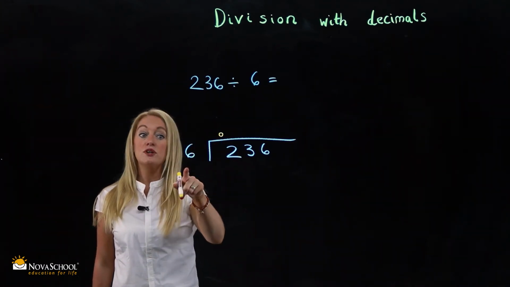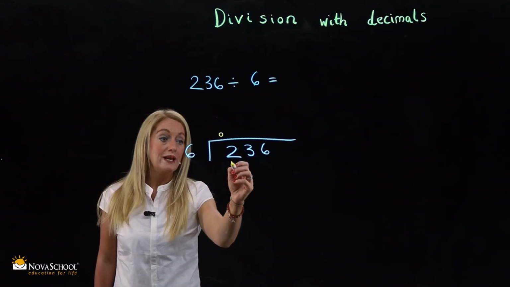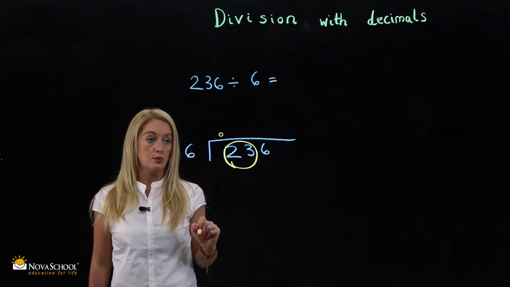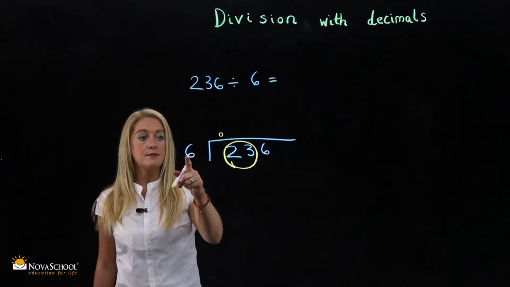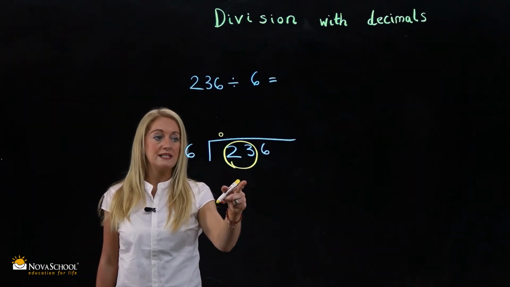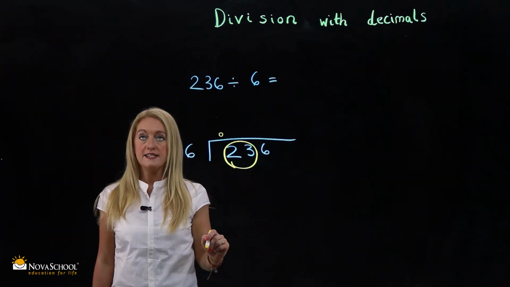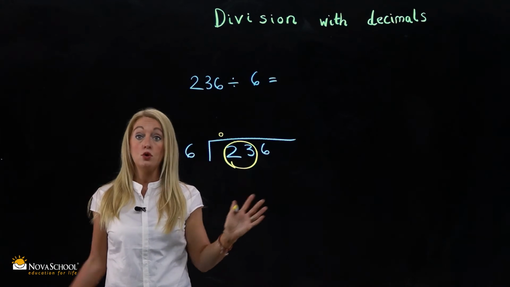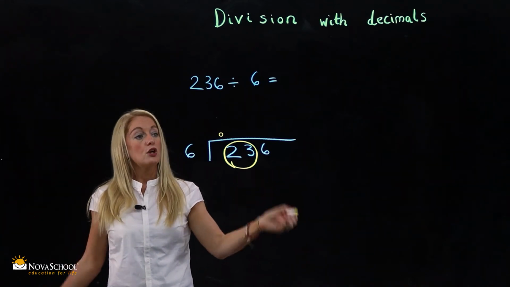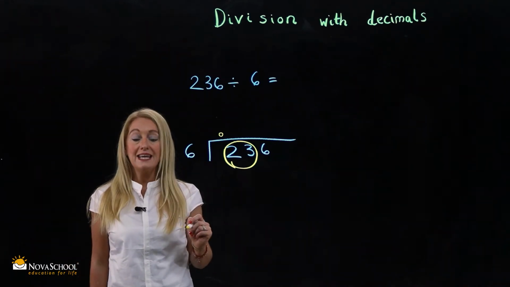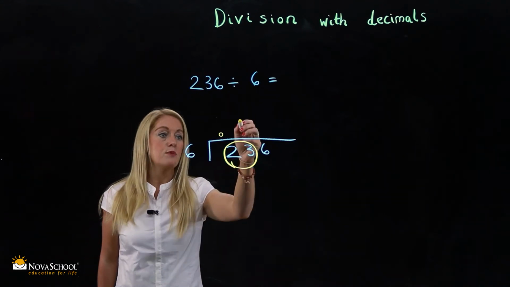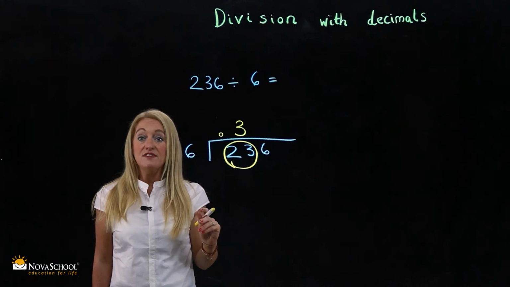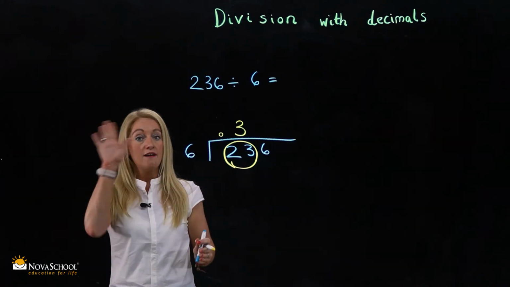Okay, now we look at 6 into 23. Circle the number so you know what you are doing. Okay, how many times does 6 go into 23? Let's go through the 6 times table. 6, 12, 18, 24. Stop, too big. Go back. 6 times 3 is 18. Okay, let's pop that in. 6 times 3 is 18. That leaves us with a remainder of 5.